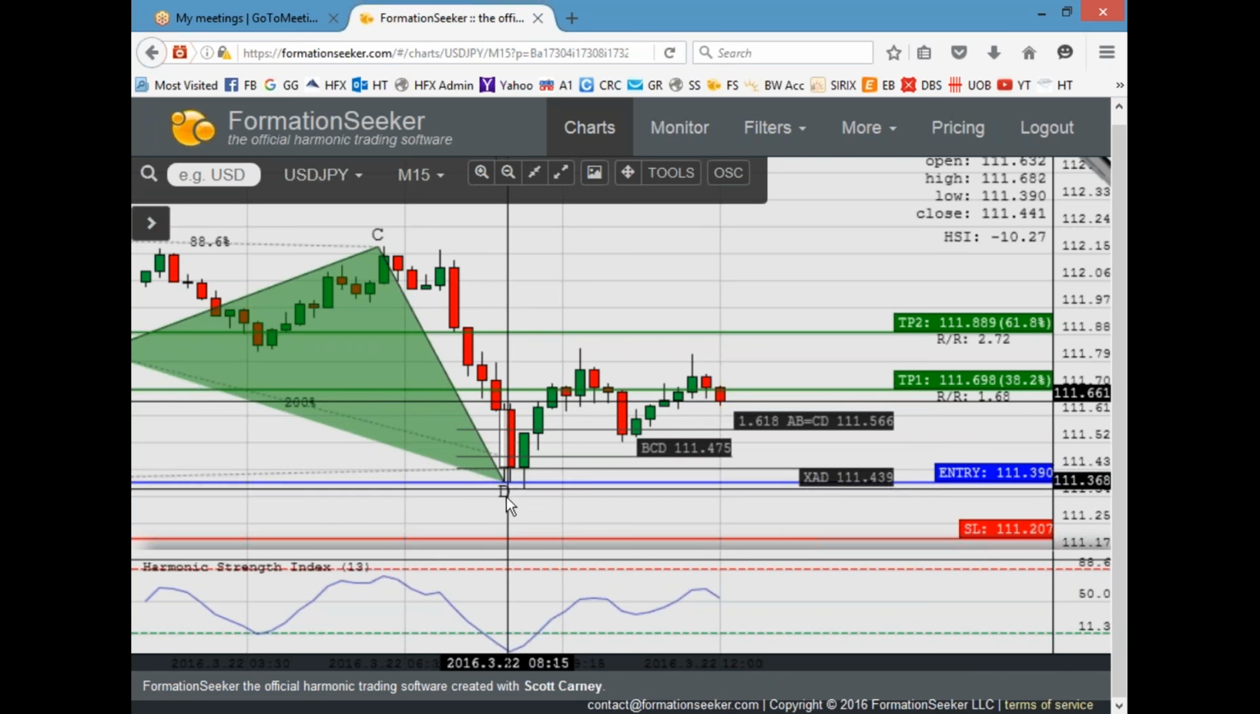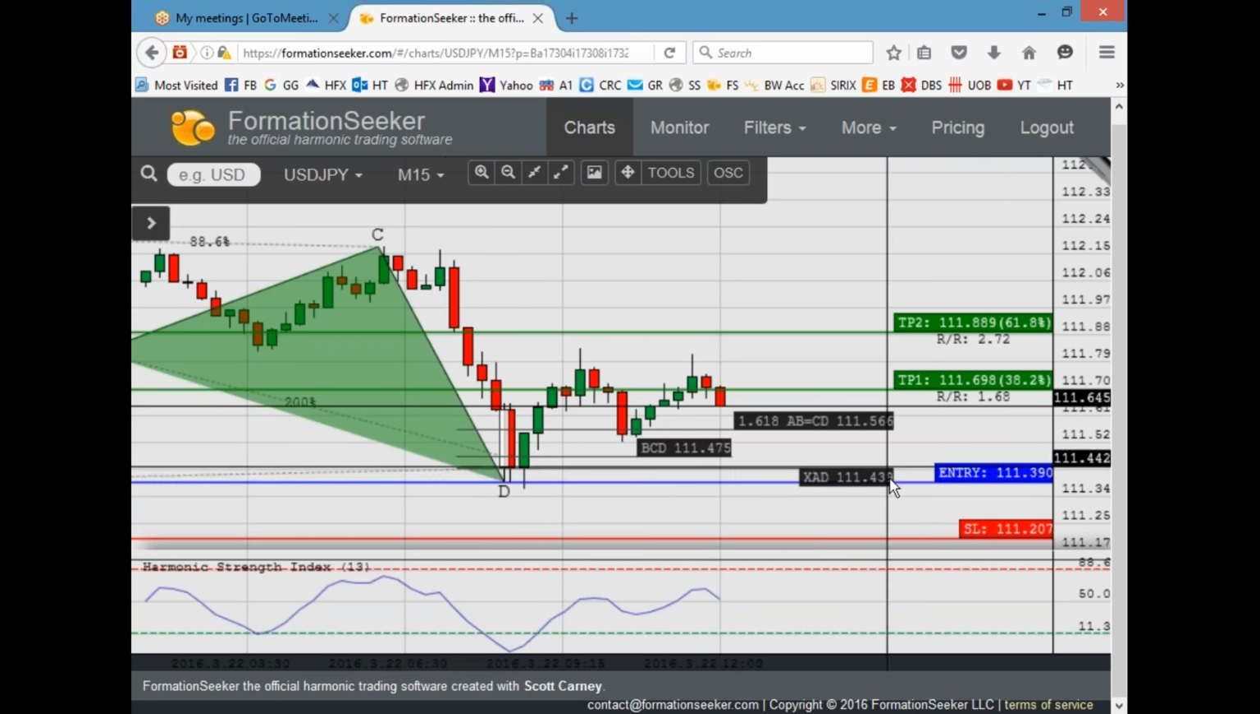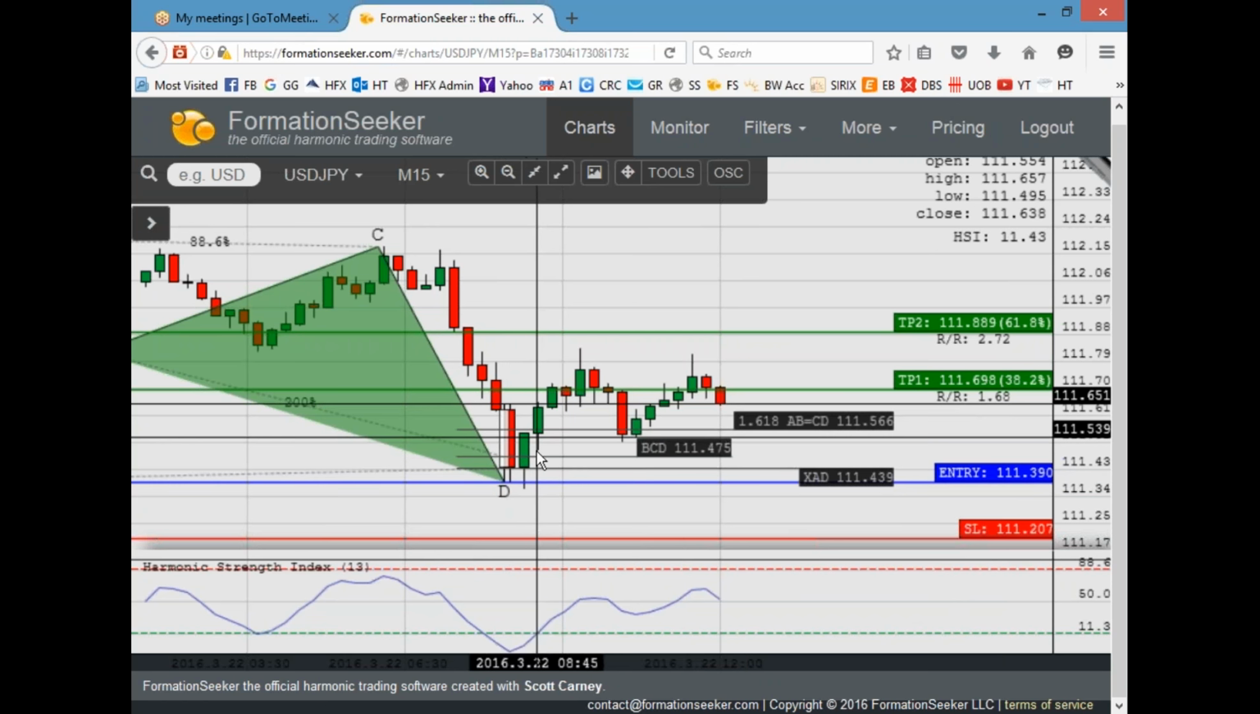You should really look to enter at the close of the terminal bar. So that is your optimal entry point. That's why the software shows the entry as 111.39. Sometimes you have a chance of getting in at this level, sometimes you don't.